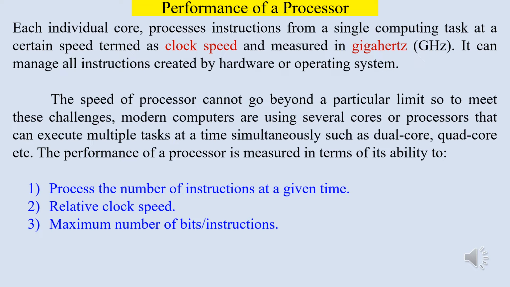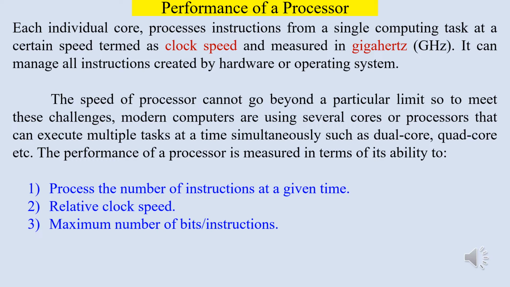Next is performance of a processor. Each individual core processes instructions from a single computing task at a certain speed termed as clock speed and measured in gigahertz. It can manage all instructions created by hardware or operating system. The speed of processor cannot go beyond a particular limit. So to meet these challenges, modern computers are using several cores or processors that can execute multiple tasks simultaneously, such as dual core, quad core, multi-core, etc.